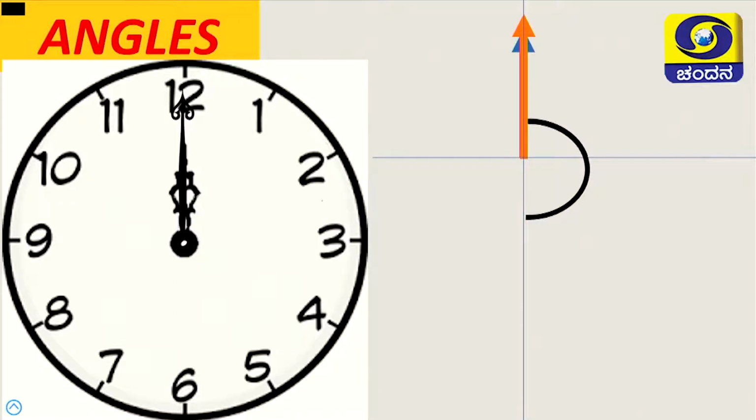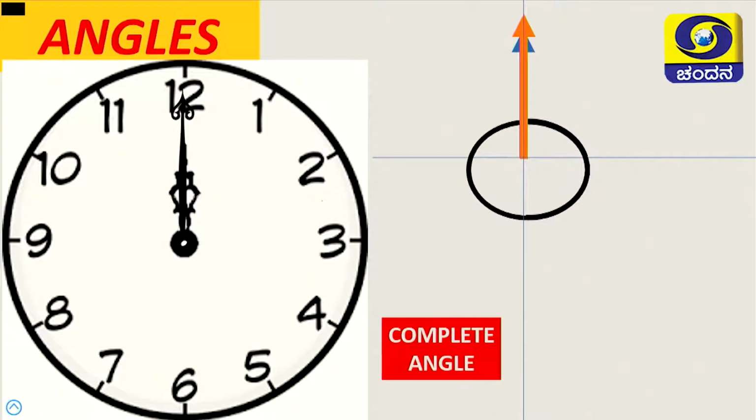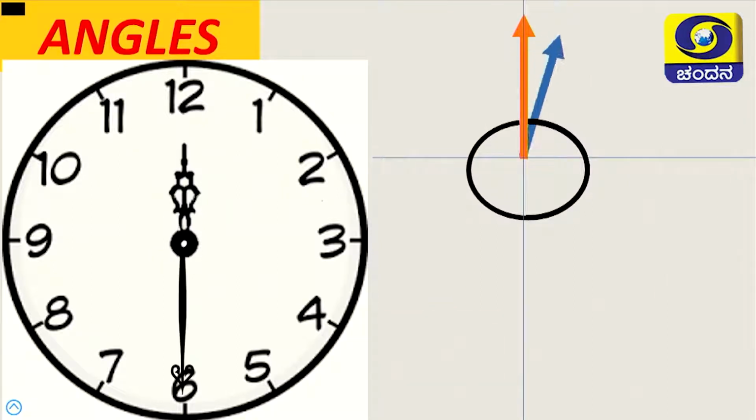Is it correct? What do you say for this angle? Right, it is a complete angle. Now observe the next move of the minute hand and note down what the angle formed in this case will be. Yes, this is a straight angle.